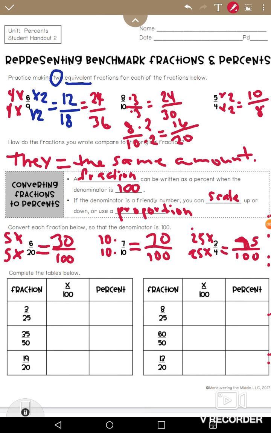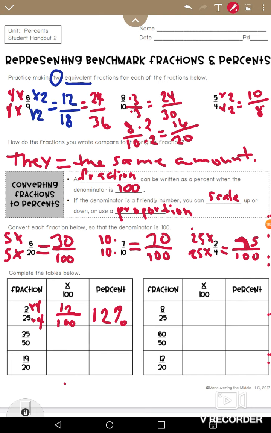Complete the tables below. Fraction is 3/25ths. In the middle, we want to write a fraction that has a denominator of 100, and then we want to convert that into a percent. So if I have 3/25ths, how am I going to make that equal a fraction that has 100 as the denominator? What times 25 equals 100? 25 times 4. What I do to the bottom, I do to the top. 25 times 4 equals 100. 3 times 4 equals 12. And yesterday we learned that a percent from a fraction is the part to the whole. 12%. What part is 100? 12% is.